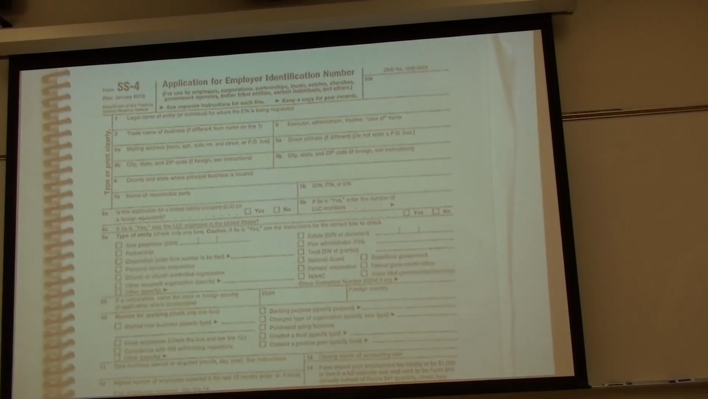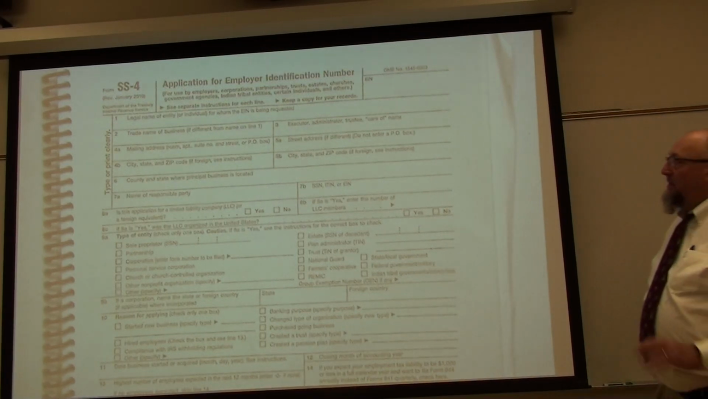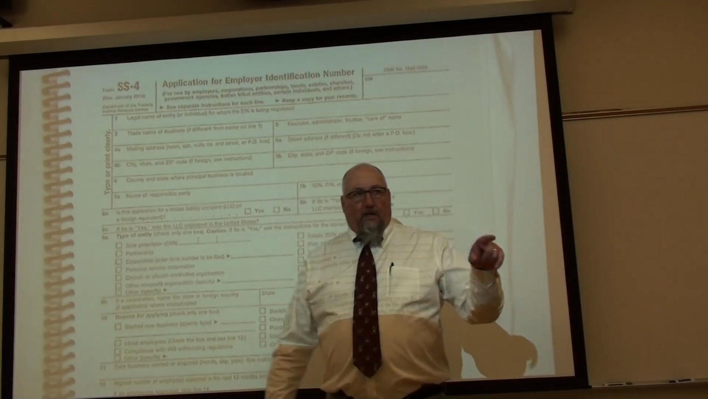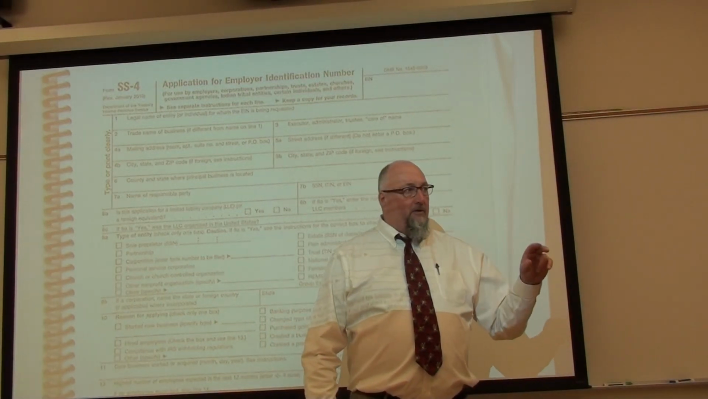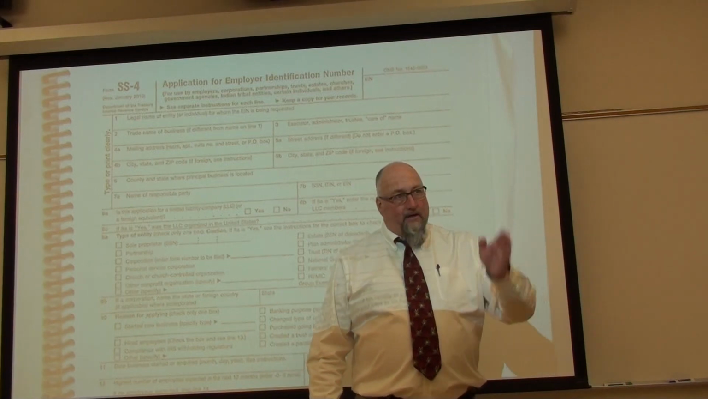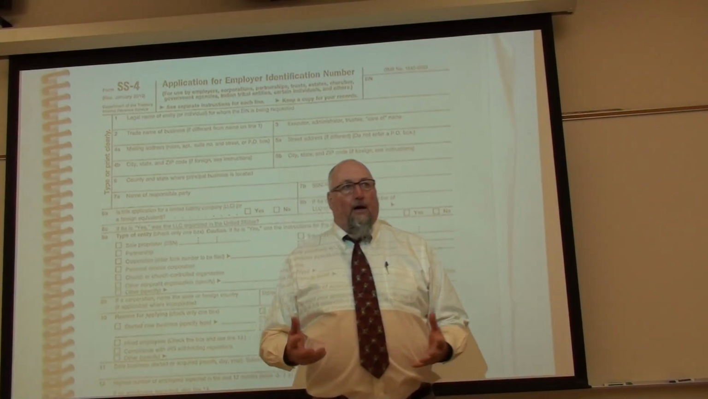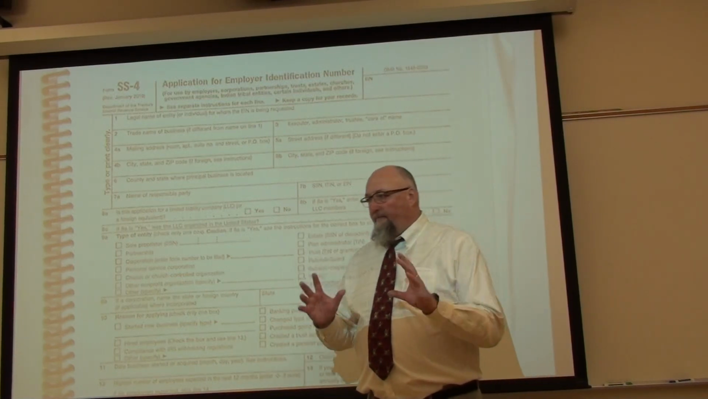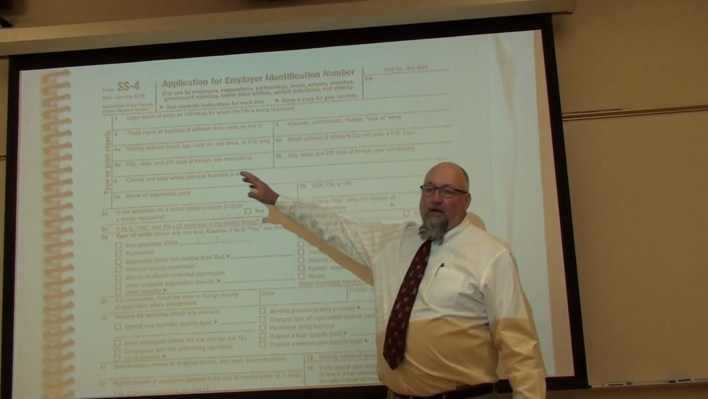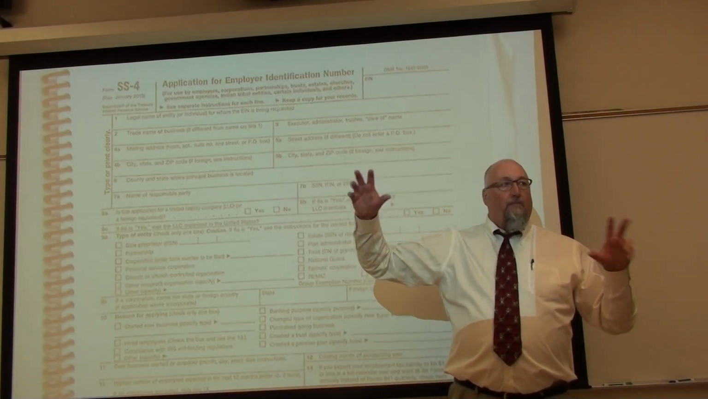Application for employer identification number. An EIN. This is also referred to as an EIN, employer ID number. Also referred to as a TIN, taxpayer identification number. If you're not an employer, like a trust or a nonprofit, same thing. So this is basically a social security-like number for a business.